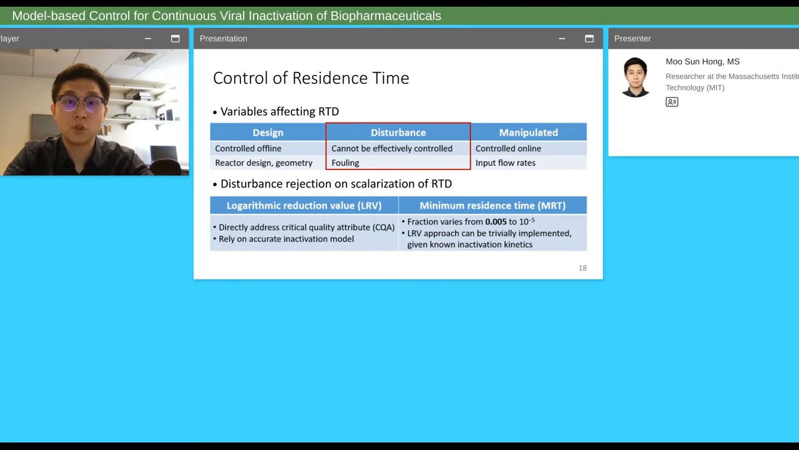The fraction used for defining minimum residence time varies from 0.05 to 10 to the minus 5 in the literature, and we used 0.05 fraction in this work. At the same time, I would like to mention that a different fraction, or even the logarithmic reduction value approach, can be trivially implemented with the information of inactivation kinetics.